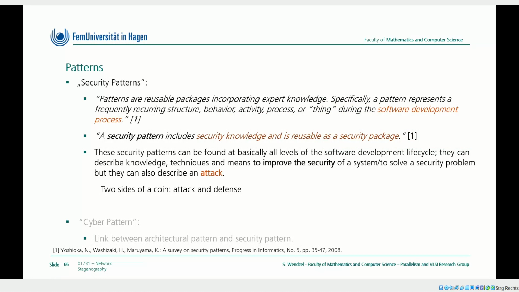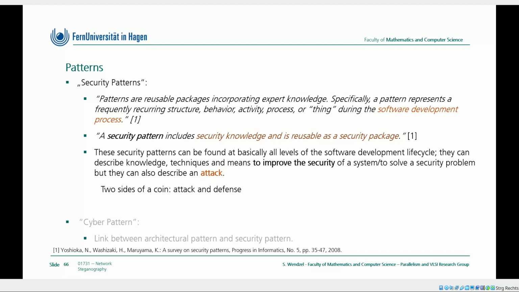Security patterns are a separate term based on the definition of patterns. They are described as follows. Patterns, first of all, are reusable packages incorporating expert knowledge. Specifically, a pattern represents a frequently recurring structure, behavior, activity, process, or thing during the software development process. That's a software context, but if we want to add the security context, then we can take the security pattern definition that says, a security pattern includes security knowledge and is reusable as a security package.